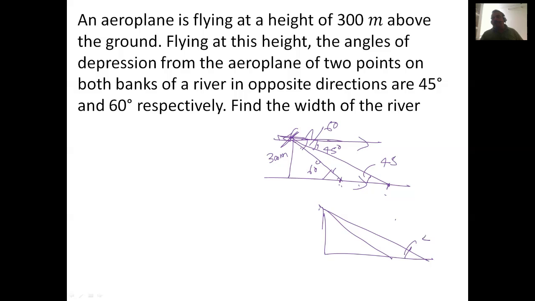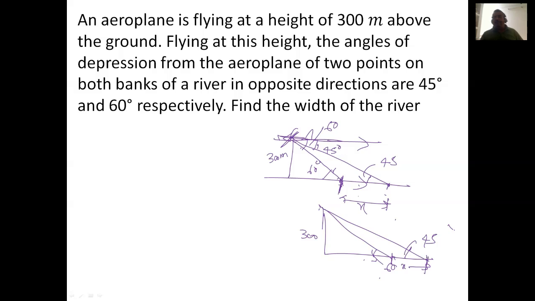This is 45 degree, this 60 degree, this is 300 meter. The width of the river. What do we have to find out? The width of the river. This is the width of the river, this x. So we have to find this x.